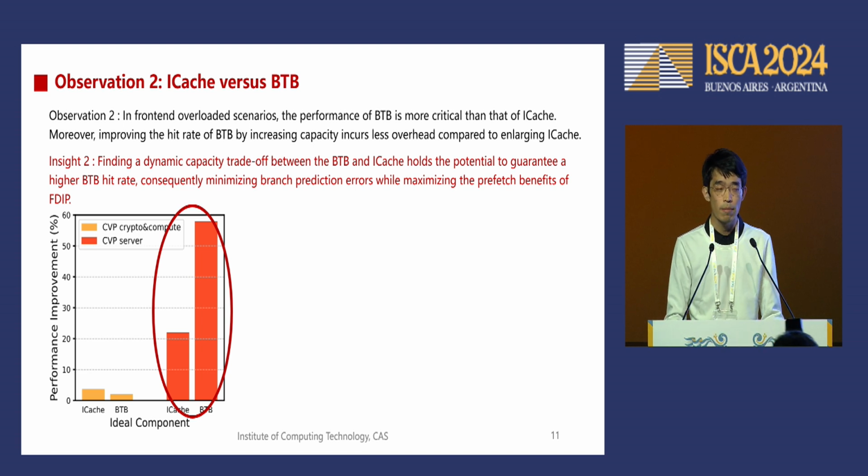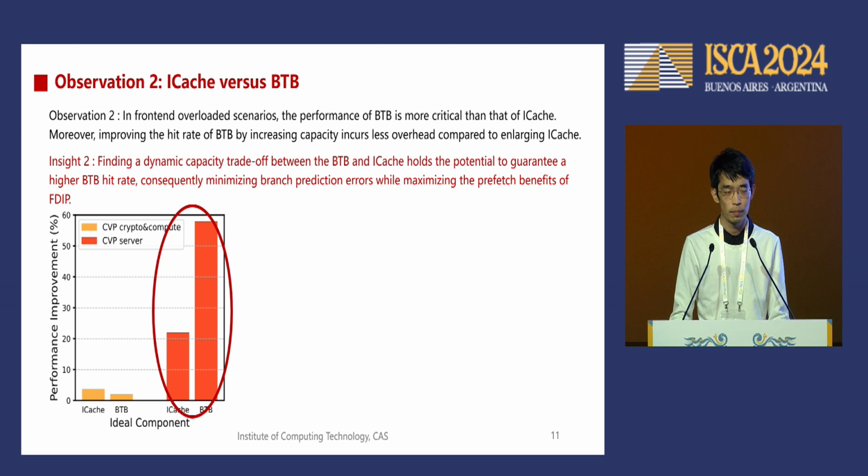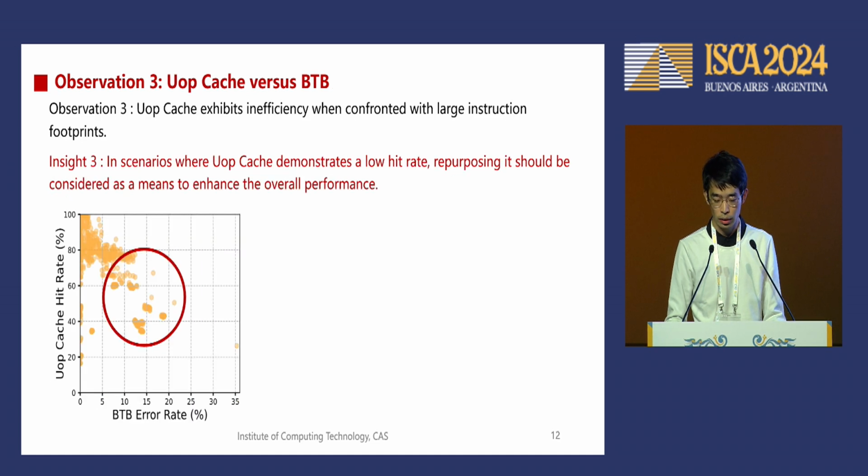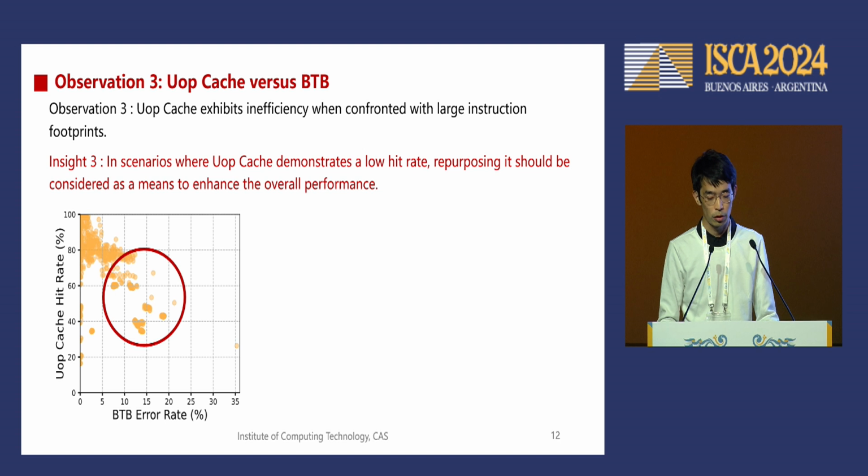We found that in front-end bounded scenarios, the performance gains brought by the ideal BTB are far more than those of ideal iCache. Therefore, in front-end bounded scenarios, we may dynamically lend the SRAM of iCache to BTB to achieve an overall performance improvement. And the third observation, UOP cache performs poorly in front-end bounded scenarios.